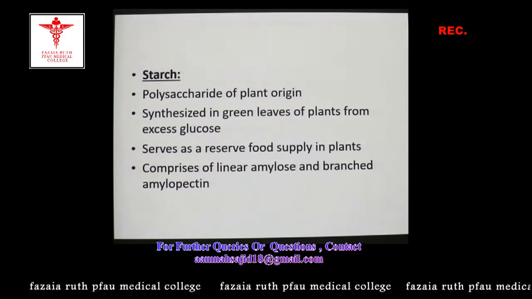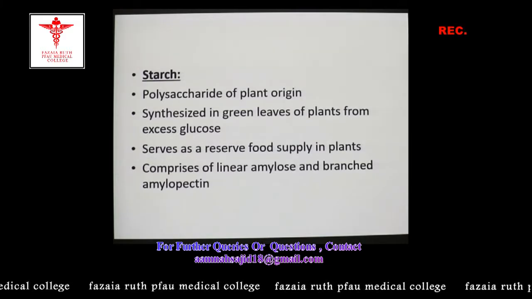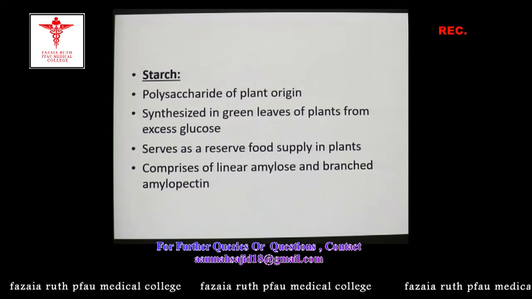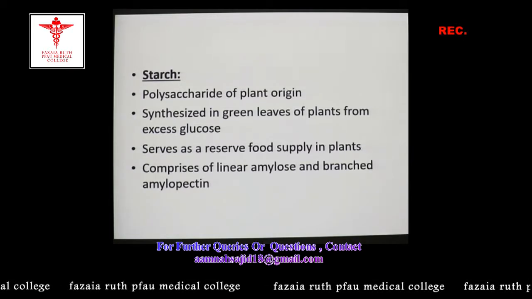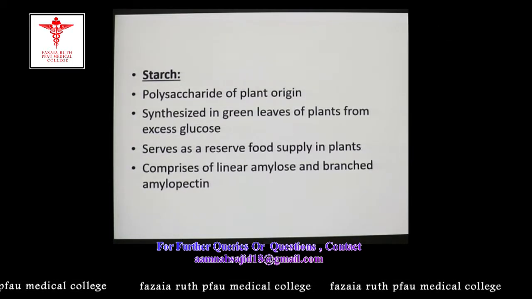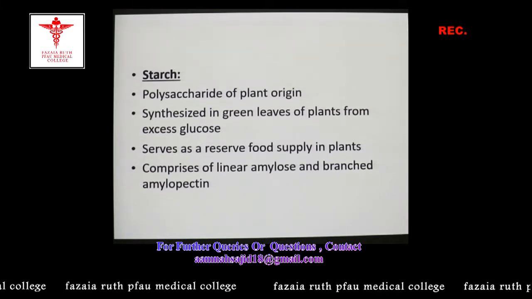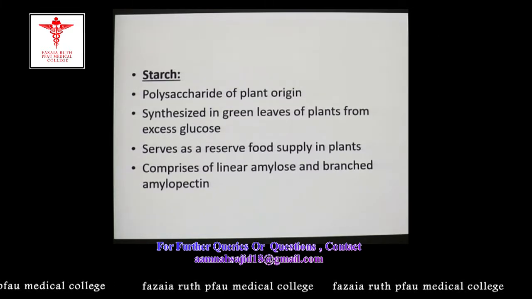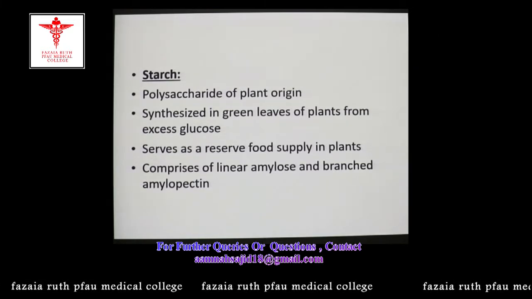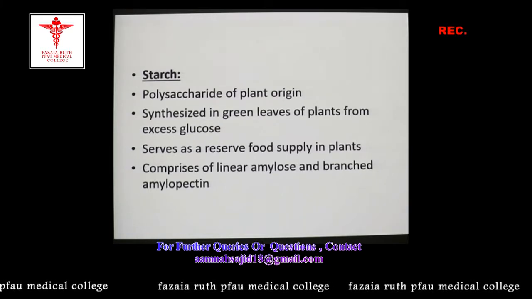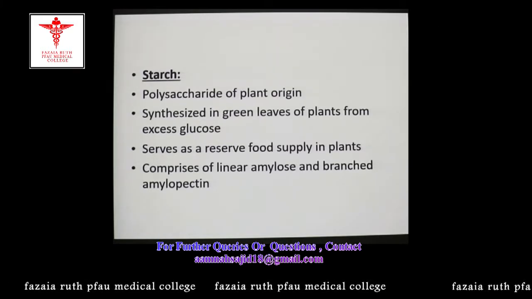In the previous lecture, we discussed the biomedical importance of different types of carbohydrates. We covered till glycogen. Today we are going to start from starch. Now starch is also a homopolymer comprising of glucose subunits, or in other words, it is a homopolysaccharide comprising of glucose monomers that are linked together via glycosidic bonds.